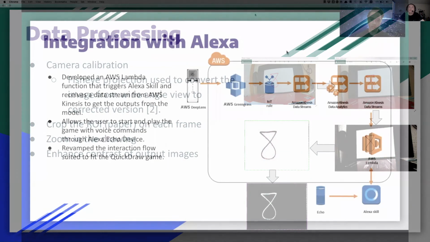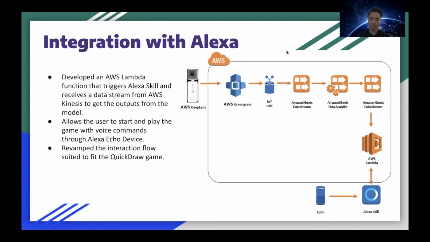Hi guys, I'm Jack, and I'm going to talk about the integration with Alexa. We developed an AWS Lambda function that triggers the Alexa skill and retrieves a data stream from AWS Kinesis to get the outputs from the model. As you can see from the picture on the right here, this is the workflow for the implementation and integration of the AWS DeepLens and AWS Echo.